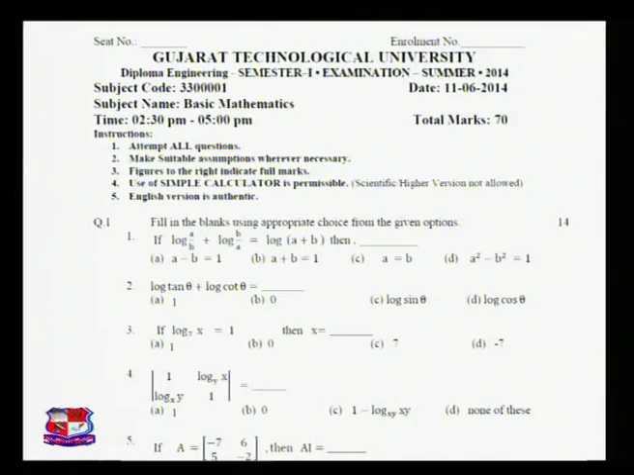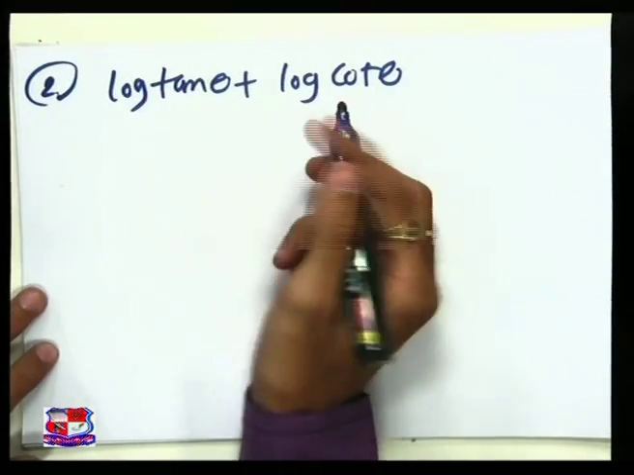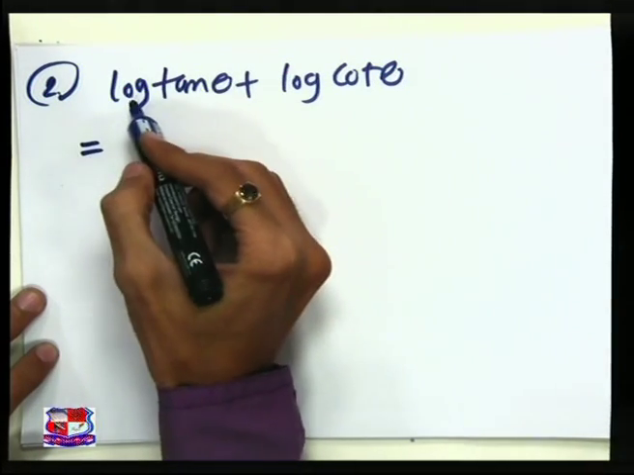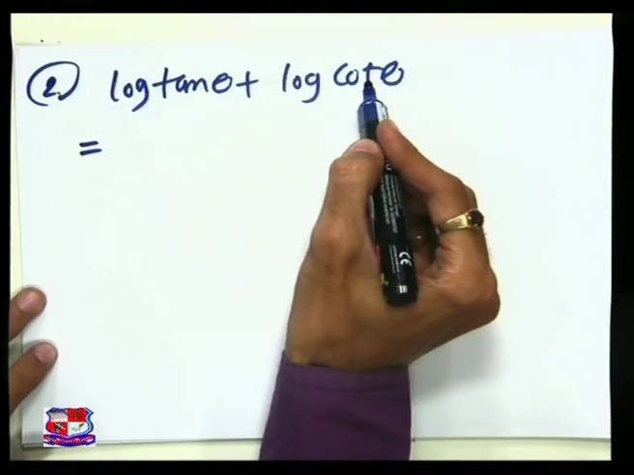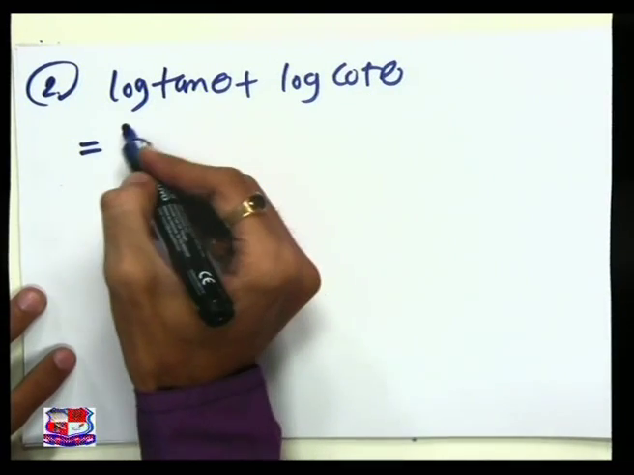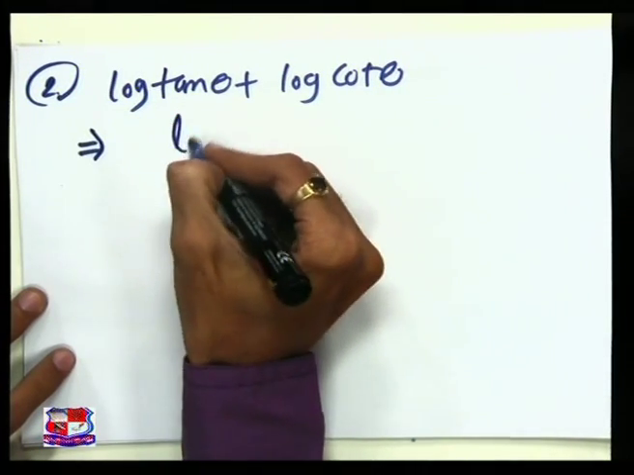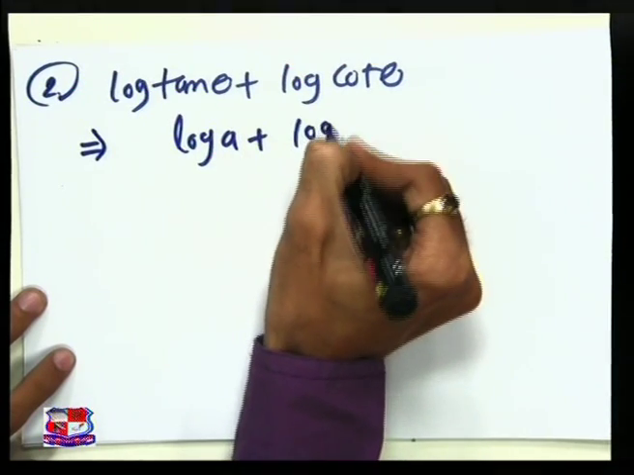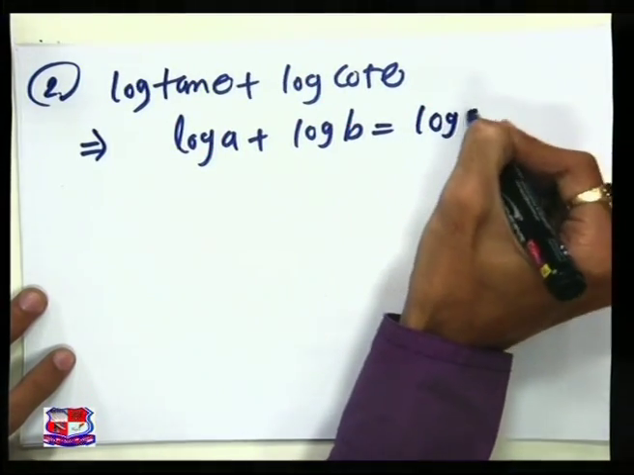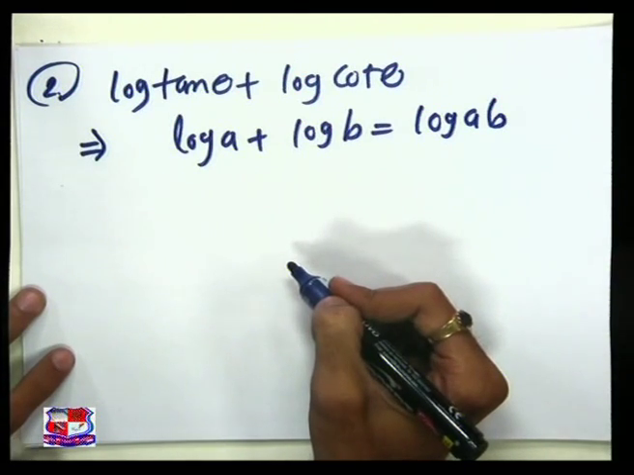If we discuss the second one, the second question is log tan theta plus log cot theta is equal to, and we need the answer of this one. That is very clear, because we know that log a plus log b is equal to log a into b, which is the property of logarithms.